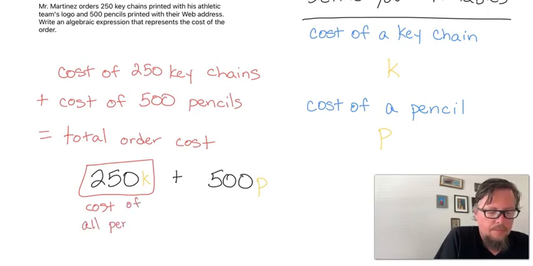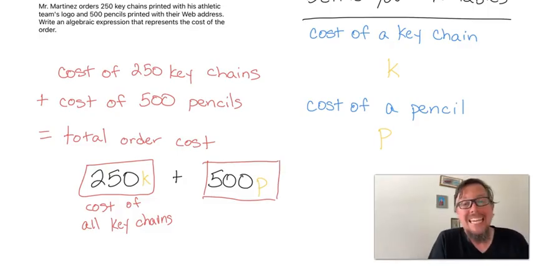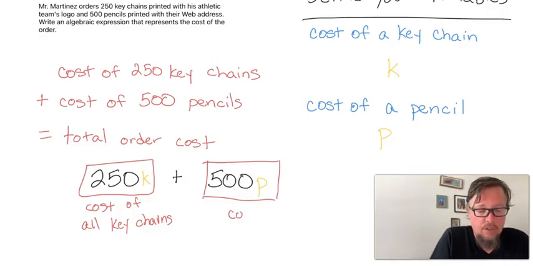And the second part, 500, oh, sorry, I said pencils and I meant keychains. See, this is why it's important to use K for your variable. As soon as I looked up and saw that K, I was like, wait, pencil doesn't start with K. I'm not an English expert, but I'm pretty sure pencil does not start with K. Over here, we've got 500P. This is the cost of all pencils.